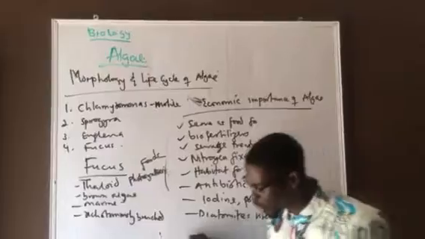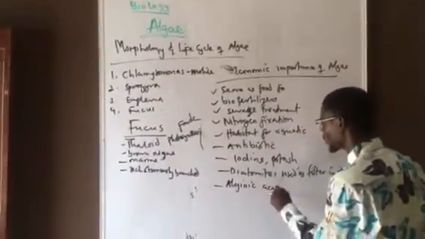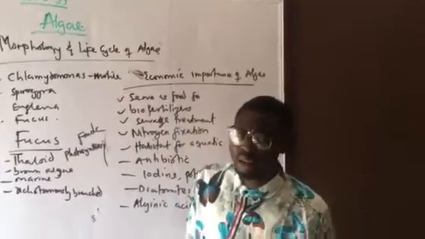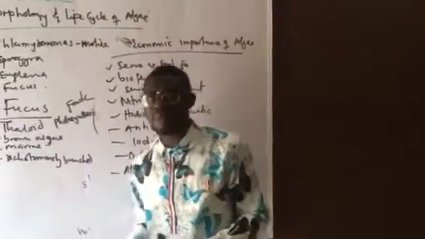You can also have other products of algae like alginic acid, which is important in industry. We have other important products of algae like carrageenan. The carrageenan can be used in industry. It can be used in textiles.